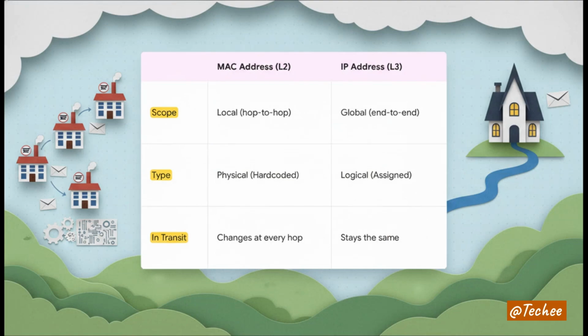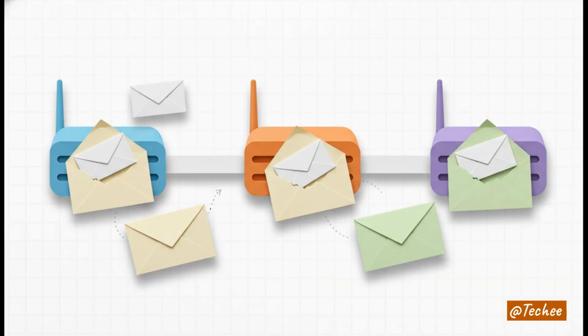And this brings us to one of the most important concepts in all of networking, the difference between MAC addresses and IP addresses. An IP address, which is a layer 3 thing, is like the final destination address on that letter. It stays the same for the whole trip. But a MAC address? That's the address for the immediate next stop. It's a physical address that's permanently burned into your device's network card, and it changes at every single router your data passes through.